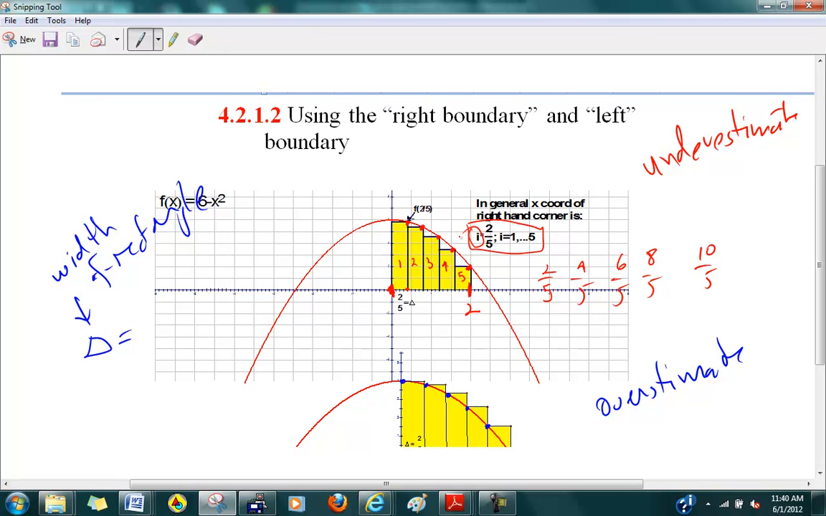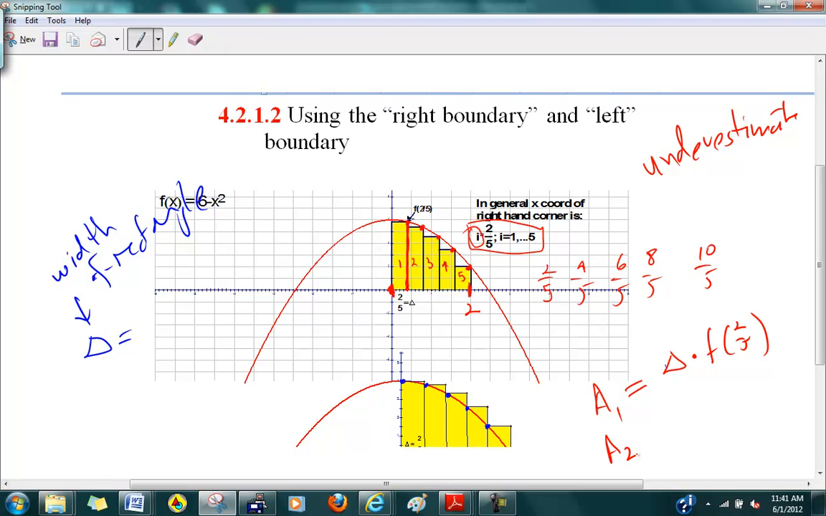Why do we need that? Okay, so here's the reason why. Say you wanted to find the area of the first rectangle, and I'll call that A sub 1. Do you agree that the area of that rectangle is going to be delta x times the height of that rectangle? The height of the rectangle, which is this line here, is given by f of 2 over 5, the function value where the x coordinate is 2 over 5. Everybody see that?